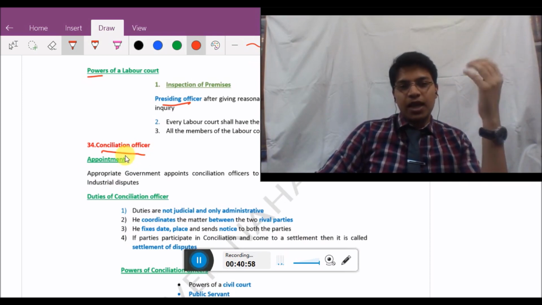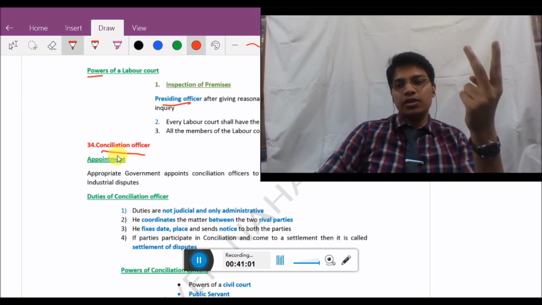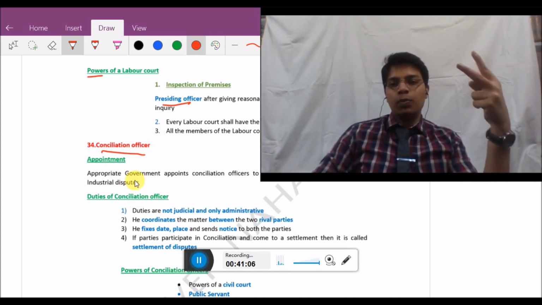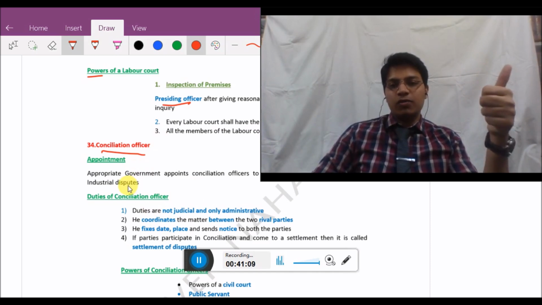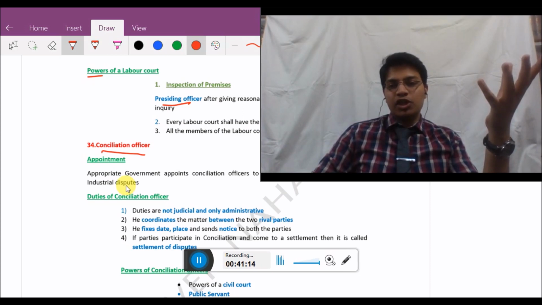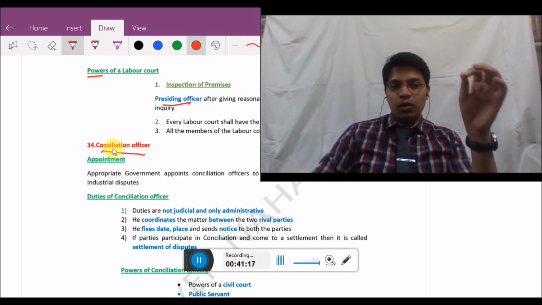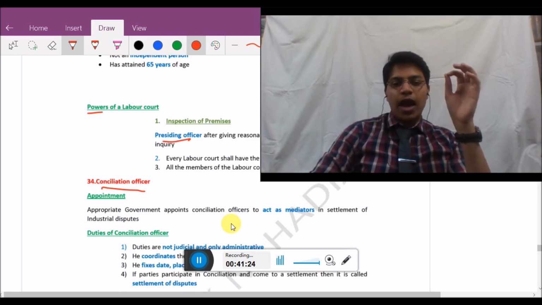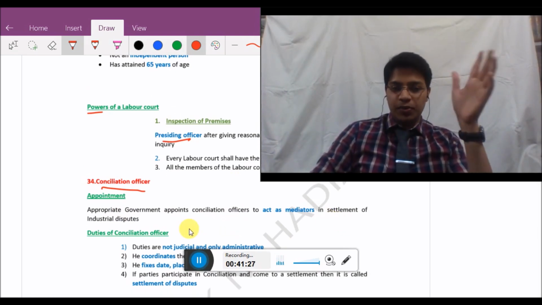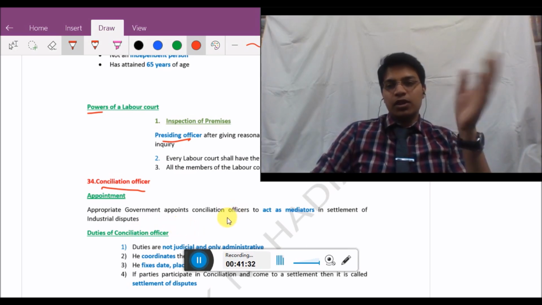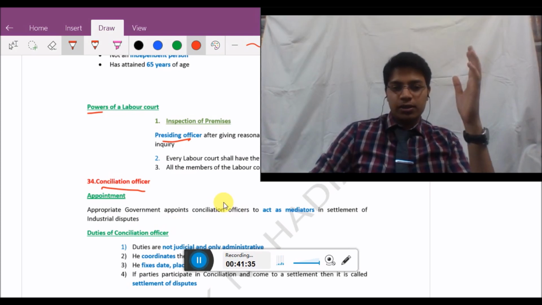Conciliation officer. As we have discussed, there are two authorities in conciliation. In our earlier question, we have read that there are two authorities in conciliation. The conciliation officer and the board of conciliation. And the employer has to appoint the conciliation officer for negotiations and all. So now we are reading particularly about the conciliation officer. Appointment. Appropriate government appoints conciliation officers to act as mediators in the settlement of disputes. We have read this already. The conciliation officers act as mediators for the settlement of the disputes between the employers and the employees.